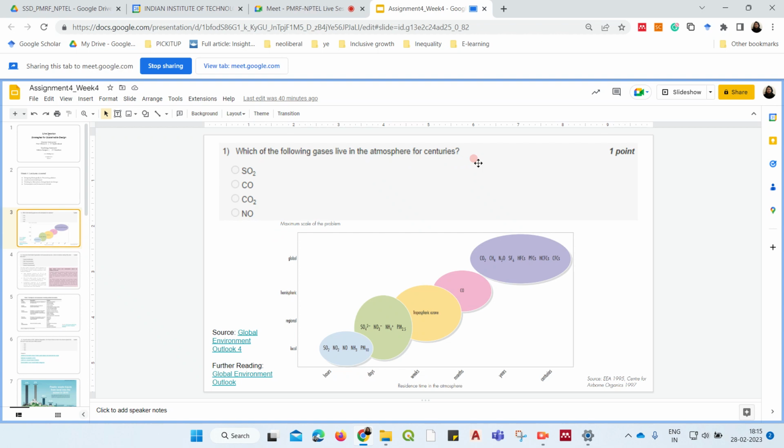So here they are asking which gases live for centuries. In centuries, you can see SO2 only resides for some hours to some days, so it is not the correct answer. CO, carbon monoxide, only survives for a maximum of a year, so again not correct. CO2 lies in that time frame, so yes, CO2 would be the correct answer. I hope this question is clear.